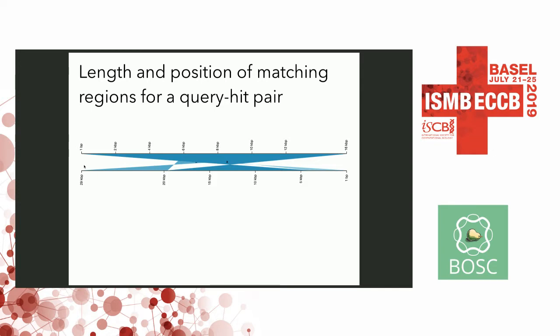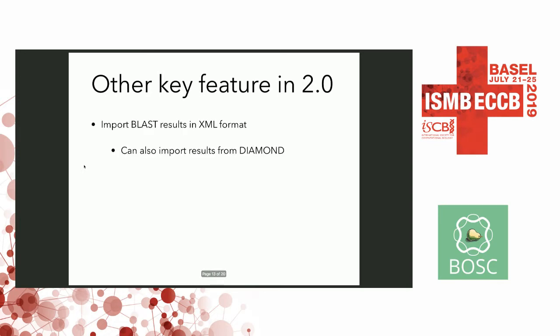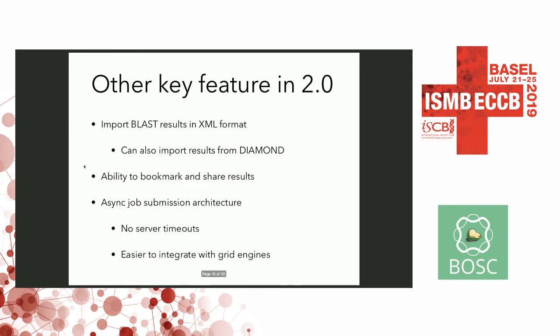In creating this feature, we also implemented a couple other features. You don't just have to run BLAST through Sequenceserver. You can run BLAST anywhere, on your command line or on a grid engine for more power, but import the results into Sequenceserver and visualize them. So any BLAST compatible XML format is fine, and that allows us to use Diamond as well. You can also bookmark and share these results.